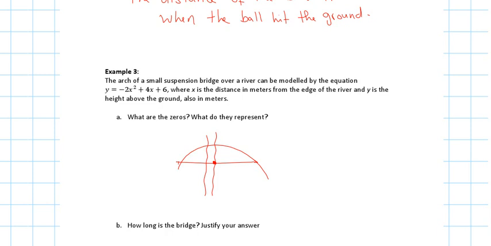What are your zeros? I have to put it in factor form. First thing I ask myself when I'm factoring: common factor. Do I have a common factor here? What is it? Negative 2. If I divide each one by negative 2, what do I have left? So it's going to be x squared minus 2x minus 3.